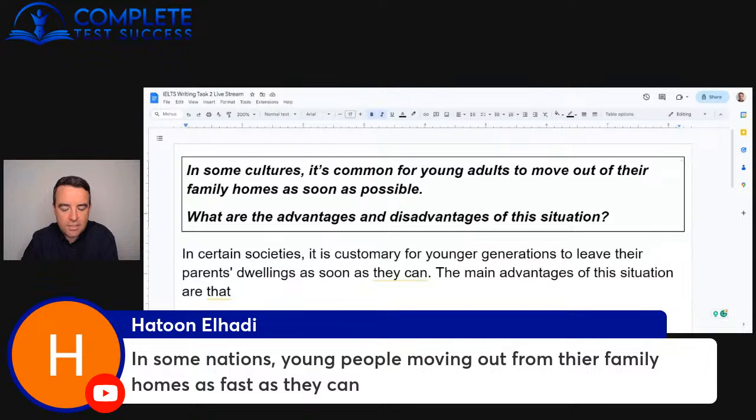So you need the subject. Sorry, you have the subject, you need the verb, and you need the object. So that's an incomplete sentence. Grammatically, that's incomplete.